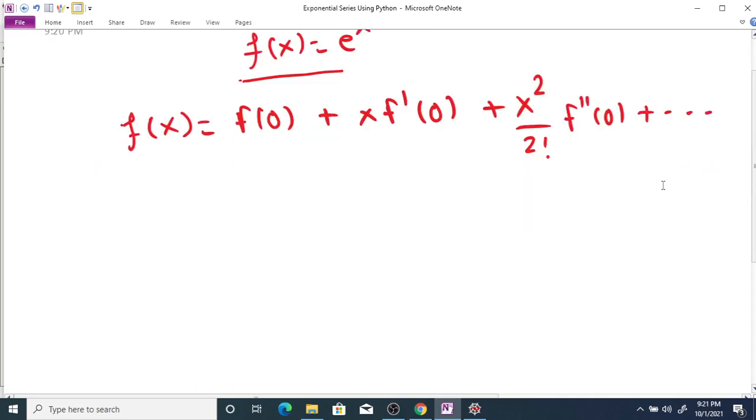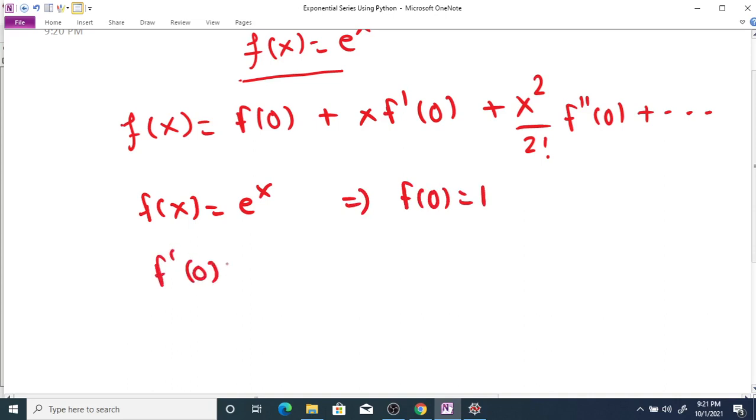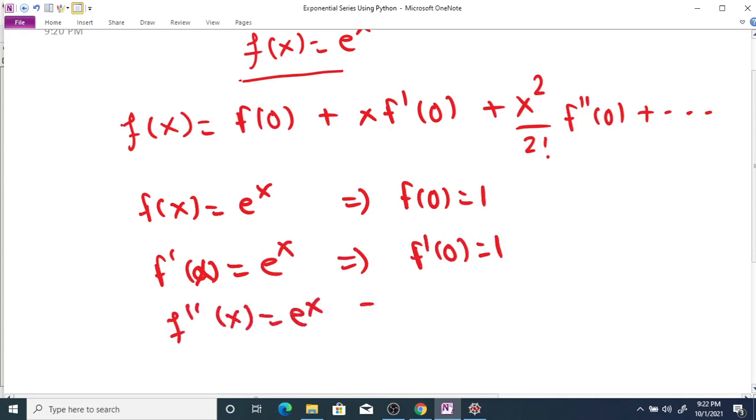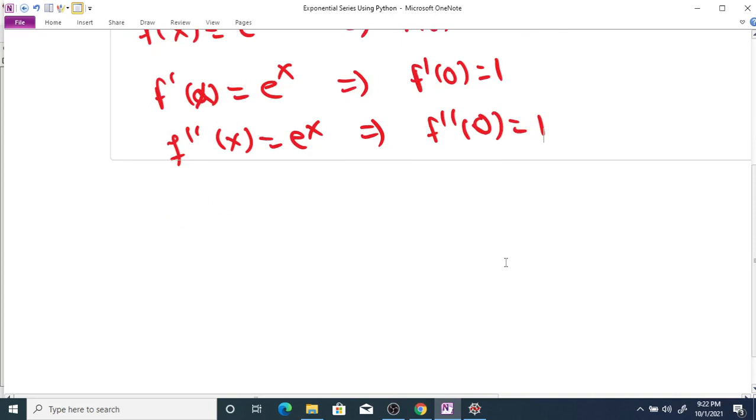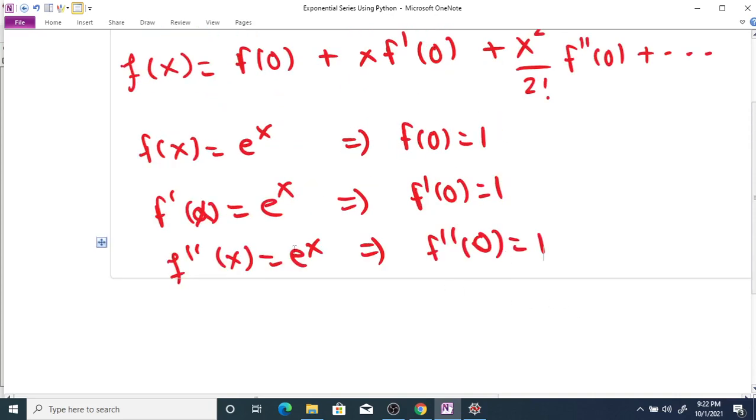So here given f of x is equal to e raised to x, then f of 0 is equal to e raised to 0, which is 1. f dash 0: the derivative of e raised to x is e raised to x, so f dash 0 is equal to 1. Again f double dash x is equal to e raised to x, then f double dash 0 is equal to e raised to 0, which is 1, and so on. So all the successive derivatives of the function e raised to x at x equal to 0 are 1.